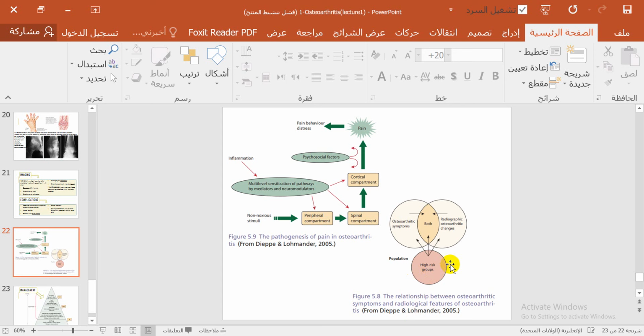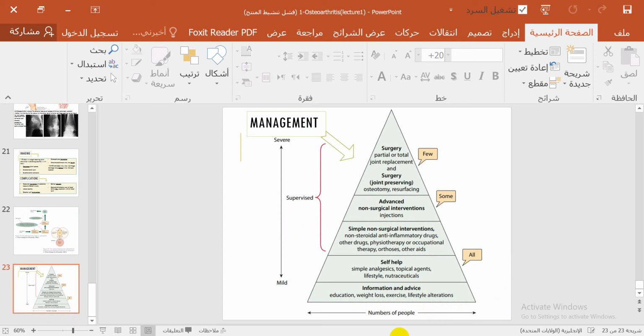Here, a slide showing the radiological features of osteoarthritis and the osteoarthritic symptoms. Here, the schedule of management.